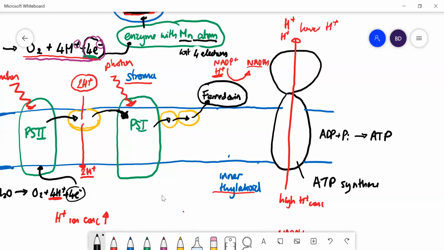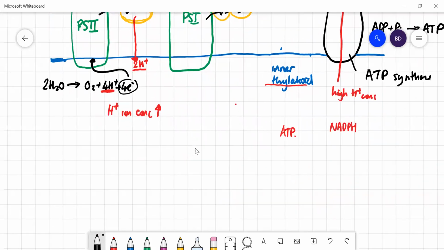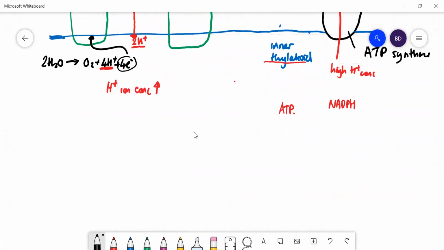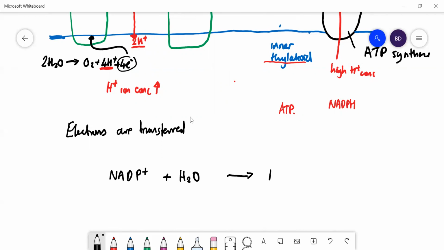Okay, so let's have a look at the overall reactions, what is happening overall in the light-dependent reactions. It's all about electrons moving, isn't it? Electrons are transferred. You start off with NADP+, which hasn't got any electrons. And H2O is the one that gives its electrons, and that is going to turn it into NADPH. And you're going to get oxygen gas.